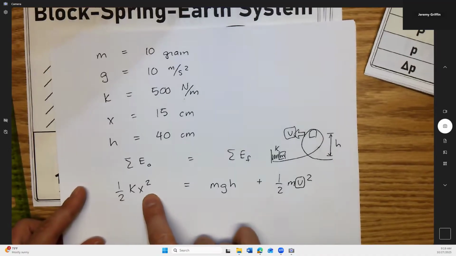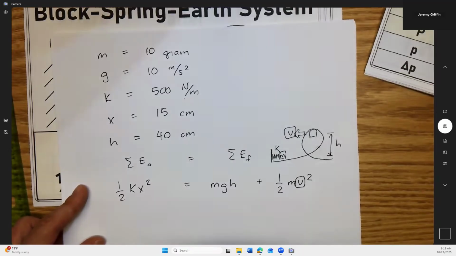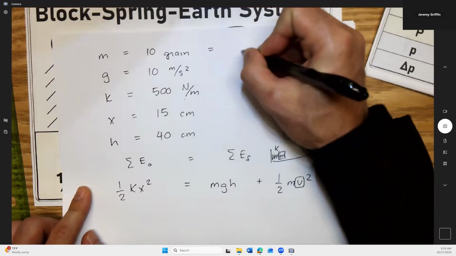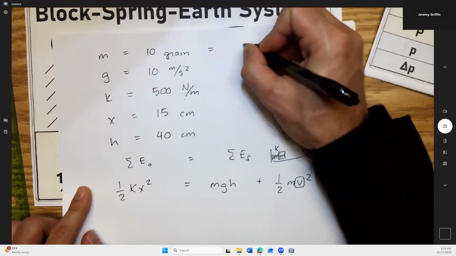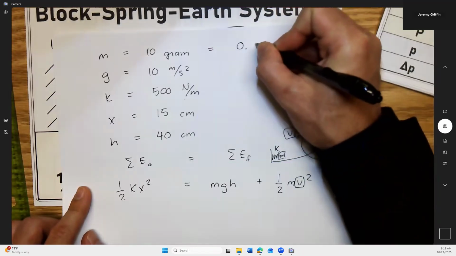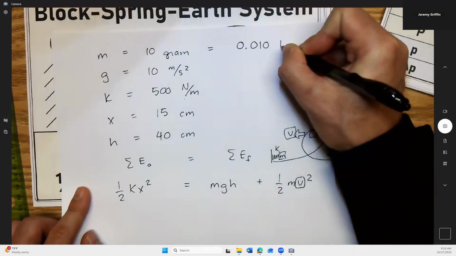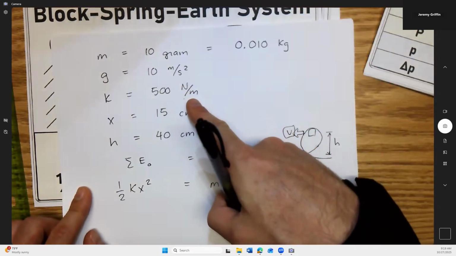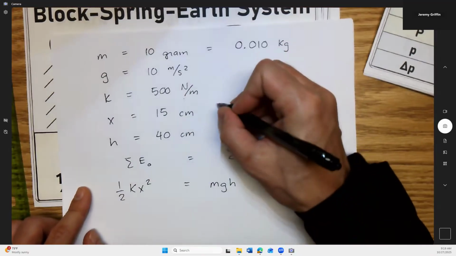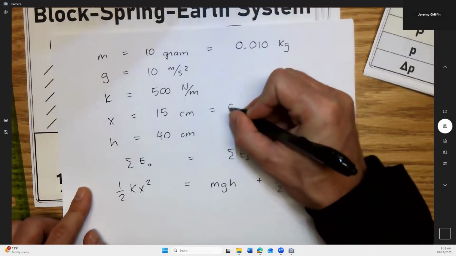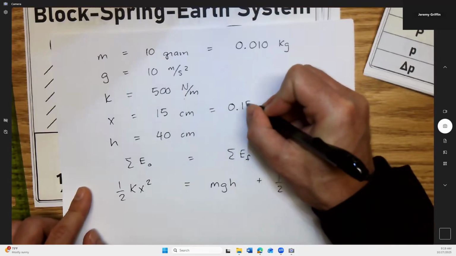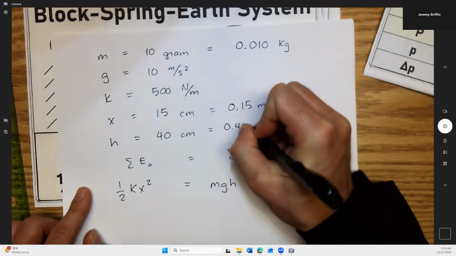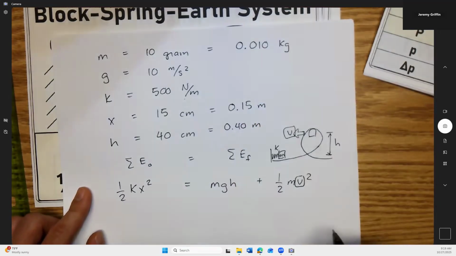No, why not? Yeah, they need to be in base SI units. So let's go from the top. 10 grams. The number that goes in the calculator is actually what? 0.10 kilograms. Yeah. Okay, gravity field looks okay. Spring constant looks okay. Ooh, what about how much I squashed the spring? 0.15 meters. And then the height it climbs is 0.40 meters.